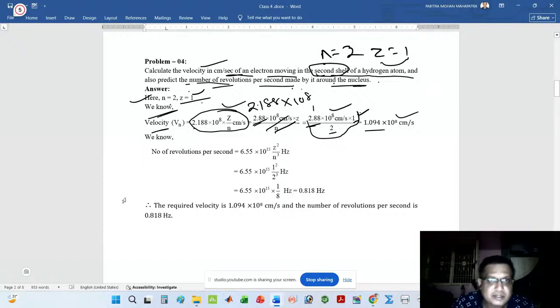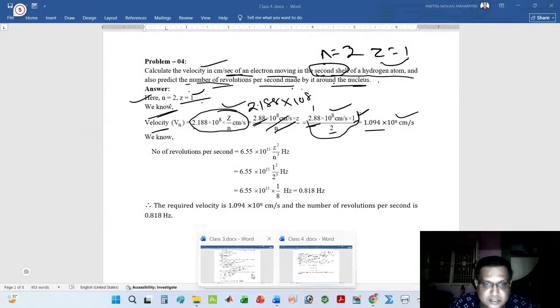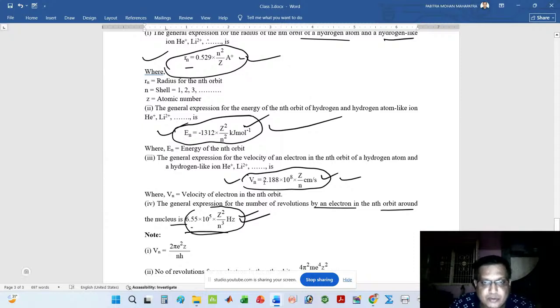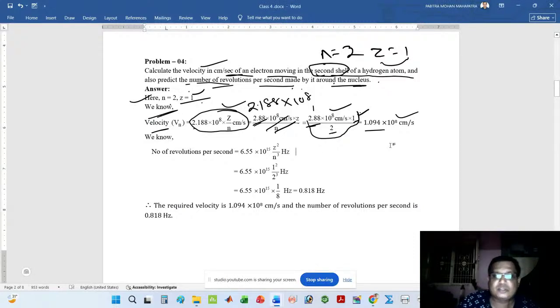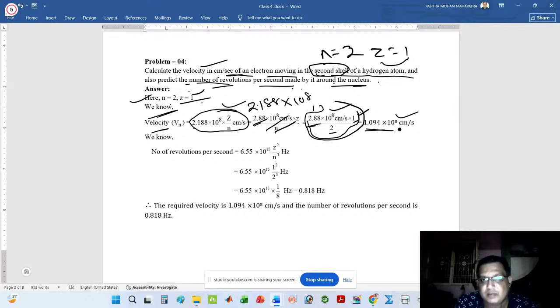I want to verify whether it is 1.88 or 2.188 or 2.88. Look at that. The equation has 2.188. For the calculation of velocity, Vn is equal to 2.188 into 10 to the 8 into Z by n. Now move to the problem. After solving this portion, I will get 1.094 into 10 to the 8 cm per second. This is the answer. Now move to the other question.